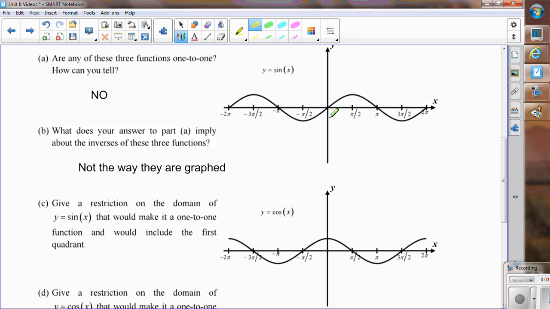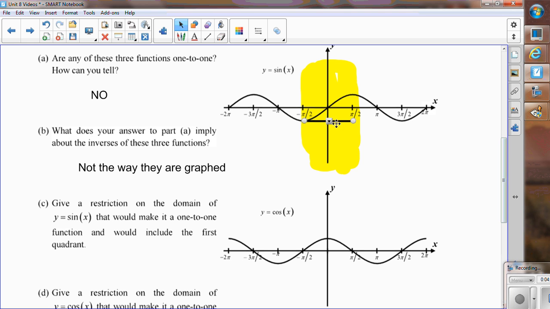So let's pick right here. And how far out do I have to graph on both sides until I run into a horizontal line problem? Well, I can go all the way to negative pi over 2 and all the way to positive pi over 2. And in this zone, sine is going to pass my horizontal line test. So if I move this line up and down in this highlighted zone, you will see that it always passes the horizontal line test from negative pi over 2 to pi over 2.